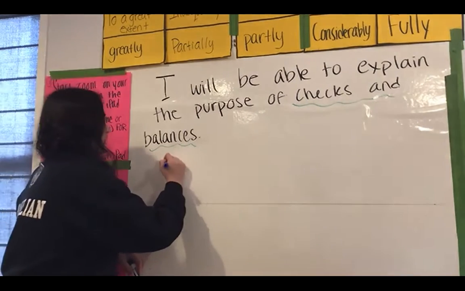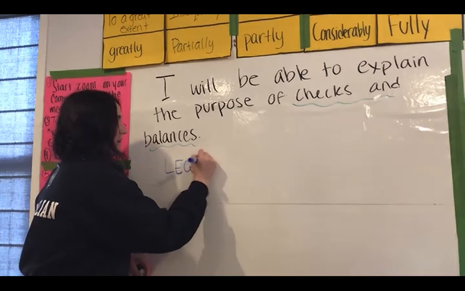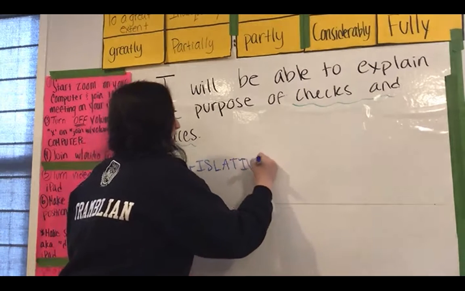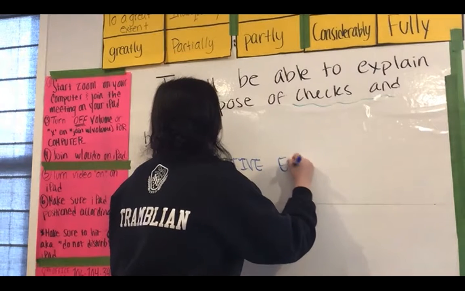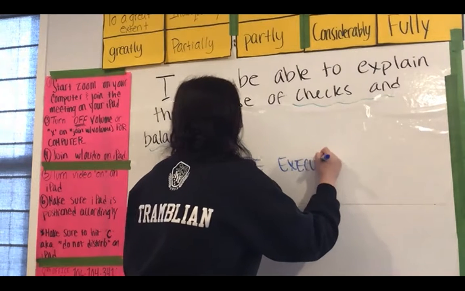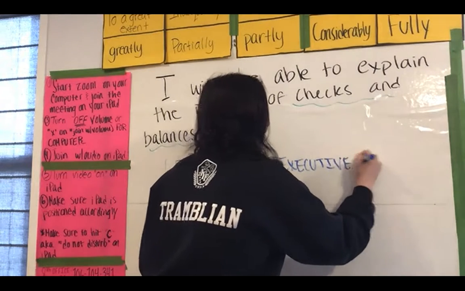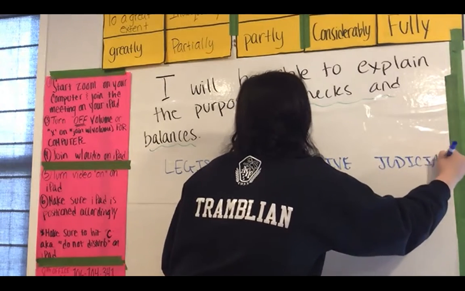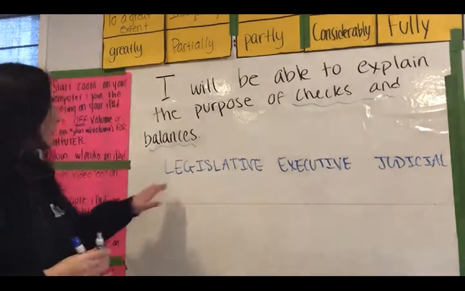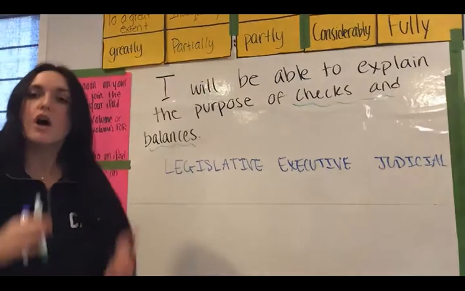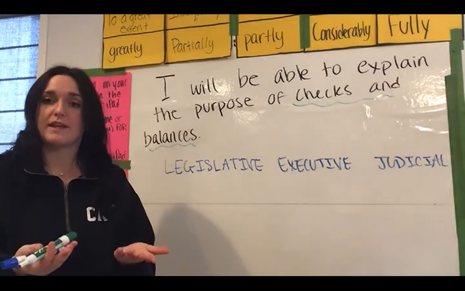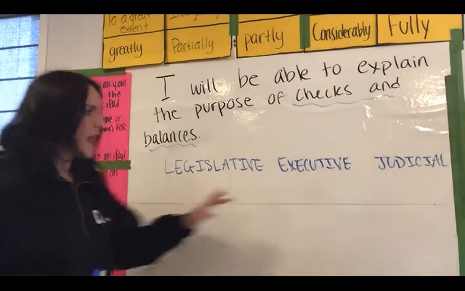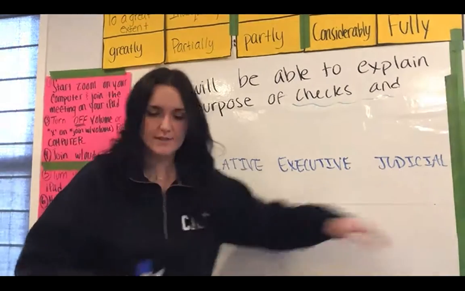So our branches are the legislative, think back to last week, legislative, executive, and judicial. In your RTL, you had to at some point choose which one of these three branches is most important in your opinion, and you had to explain why. So let's really quickly recap what each branch does.